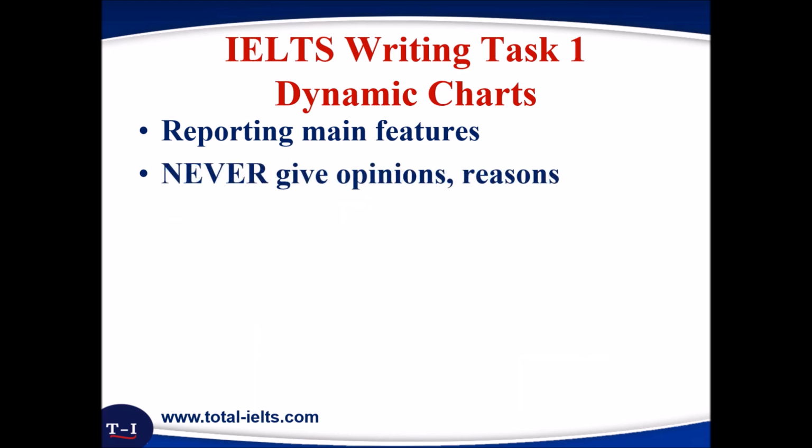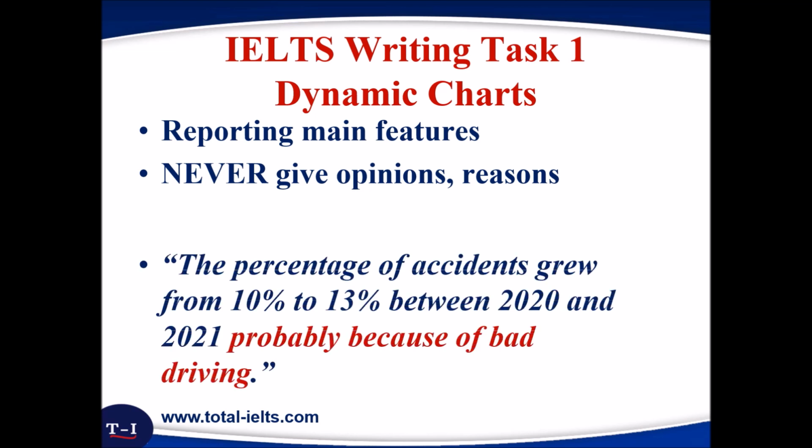Also, never give your opinion or reasons for the trends. For example, the percentage of accidents grew from 10% to 13% between 2020 and 2021, probably because of bad driving. This will also be penalized in the task achievement criterion.